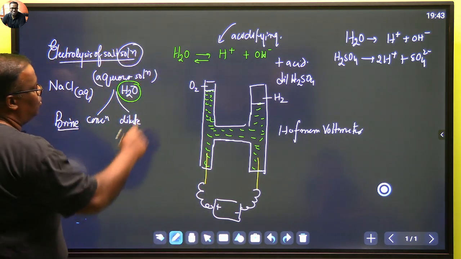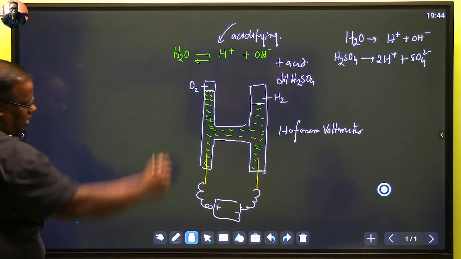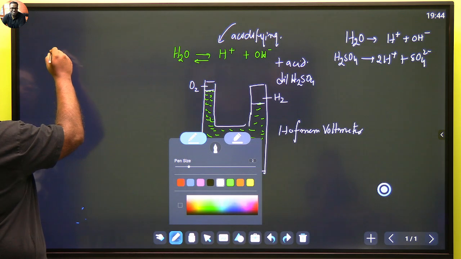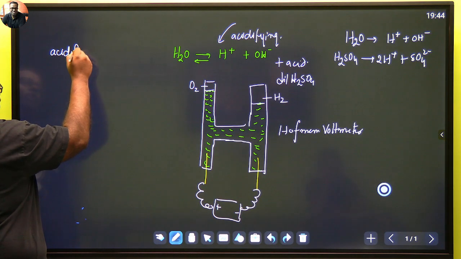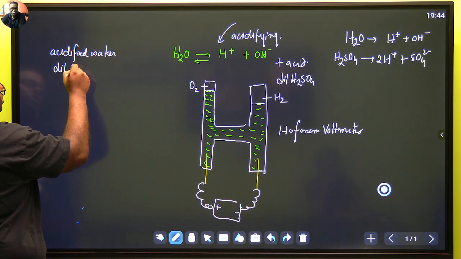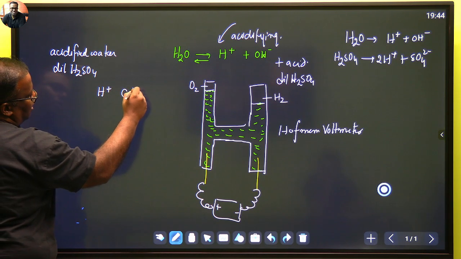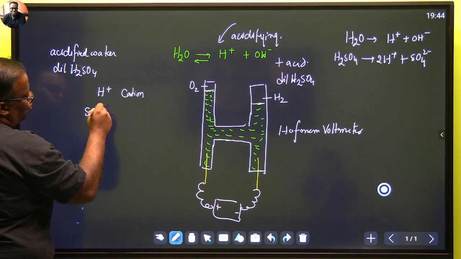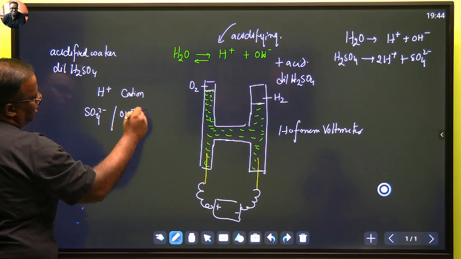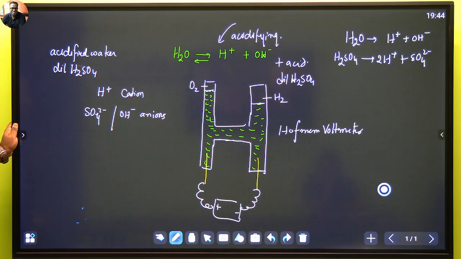So our actors now in this particular case, for some time I'm removing electrolysis of salt solution. Let us understand this first. So here, when we are doing electrolysis of acidified water, or dilute H2SO4, you are getting H plus as the cation and you are getting SO4 2 minus and OH minus as the anions. Are we fine? One thing right now you have to just accept. Don't ask me why.